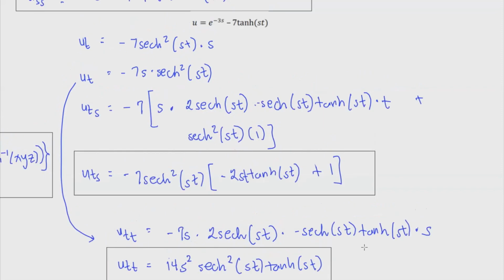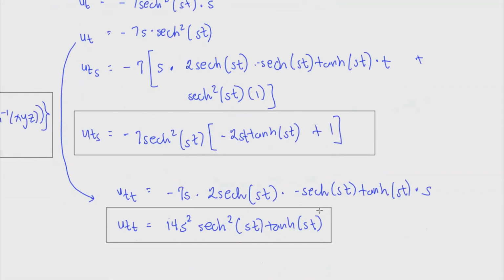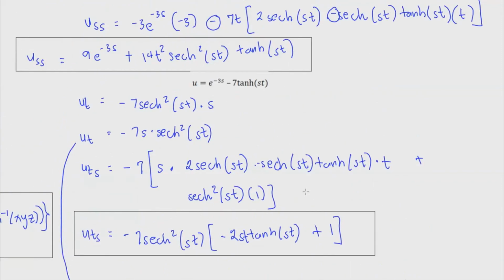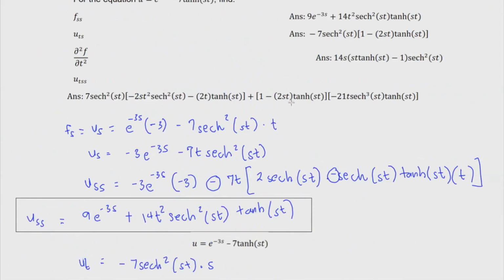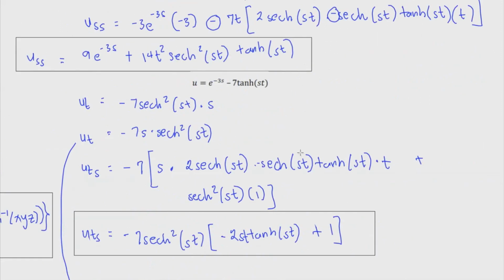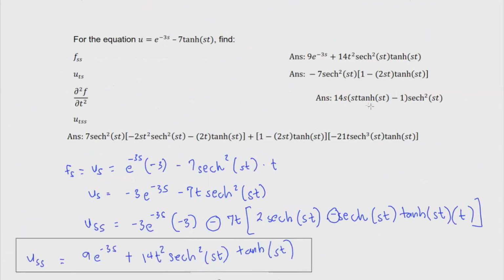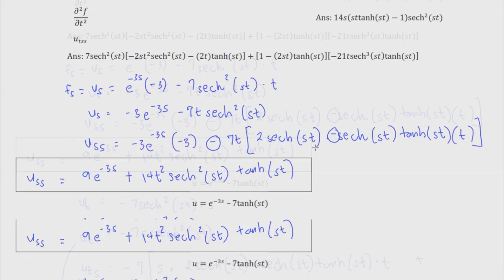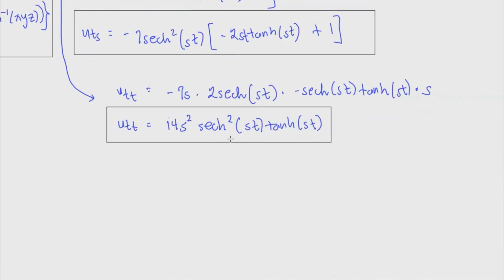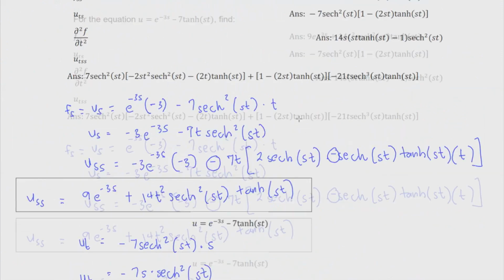I hope you can follow through with our differentiation process. So whenever you get confused with the derivative, just look at the rules. You'll be able to understand it more. So let's check if the answer is correct. Okay, so I think this one is incorrect. I don't know where I got this answer. But the correct answer is this one, 14s squared sech squared st tanh st.